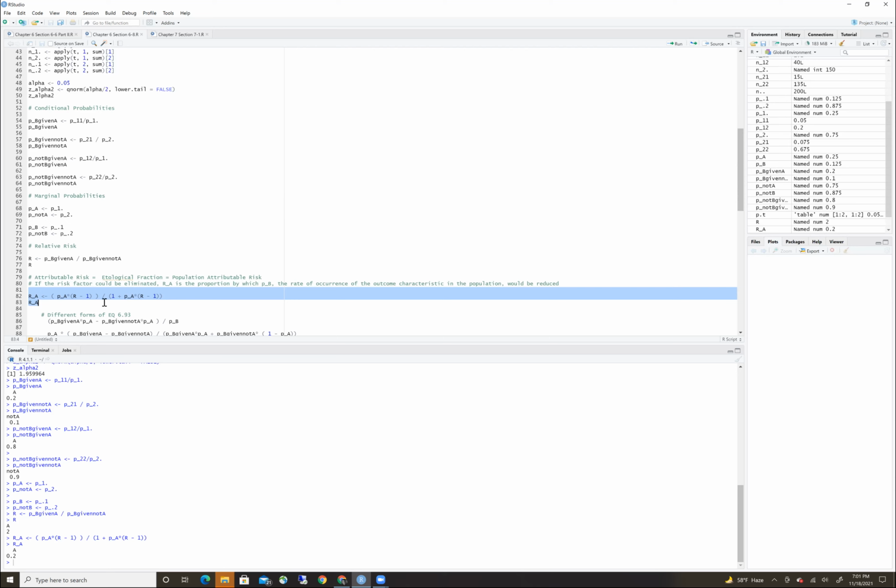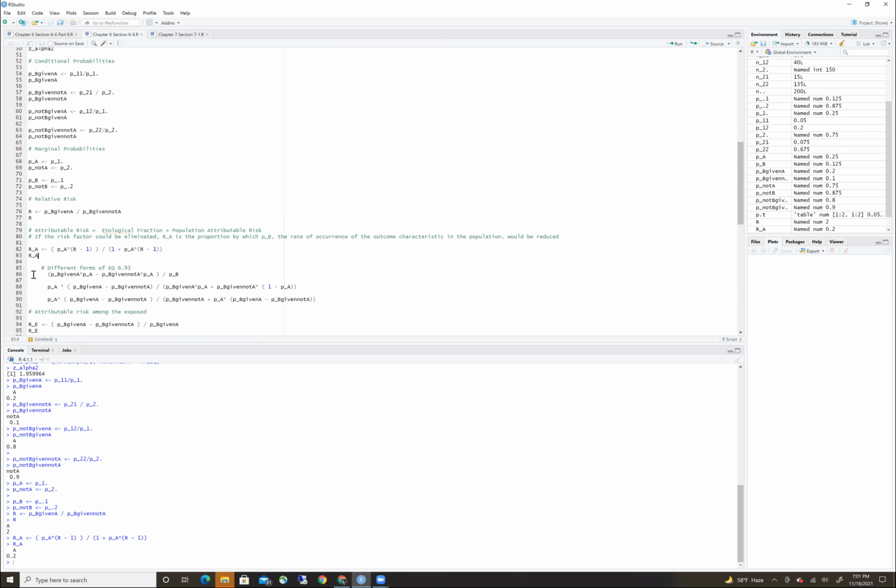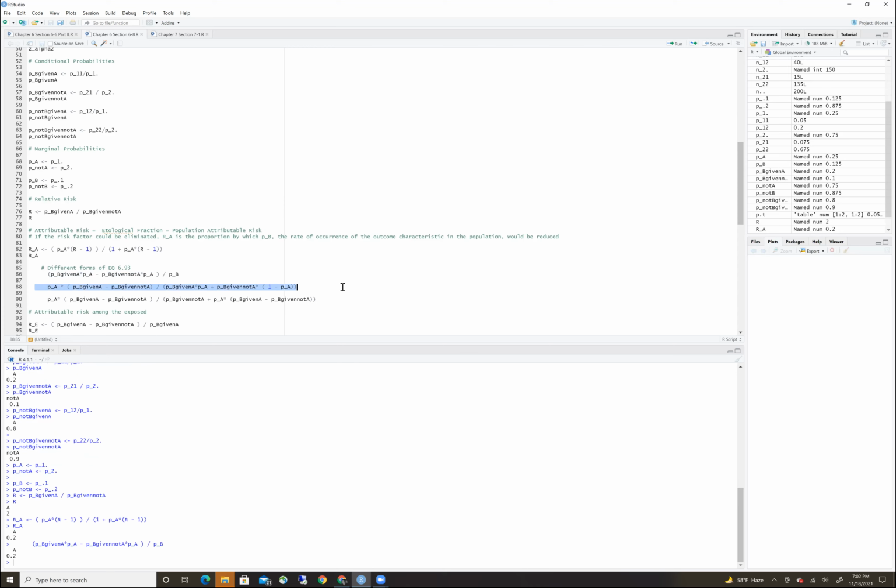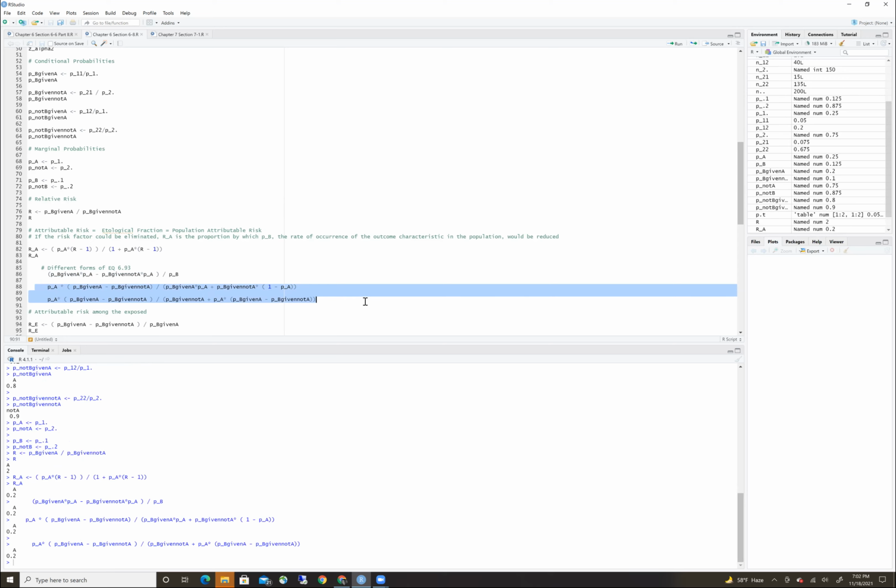Now, in reality, we cannot get rid of that risk factor. There are going to be women who have babies when they are younger. And so take that with a grain of salt and be careful when you're explaining attributable risk. The different forms of equation 6.93 can be found in each of those lines. And I just wanted to give you examples to show that it really wouldn't have mattered which form you used. These are all equivalent forms that are given in the text. And no matter which one you use, you get the same value of 20%.